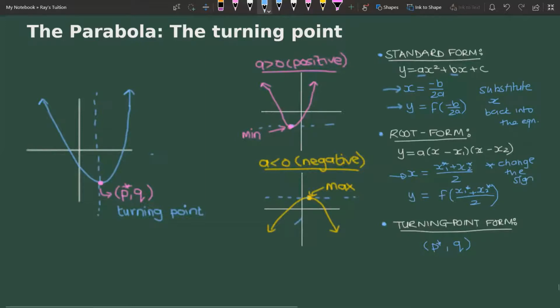How do we then get the y coordinate? We then substitute the x coordinate back into the equation again. So it's pretty much the same second step as the standard form.